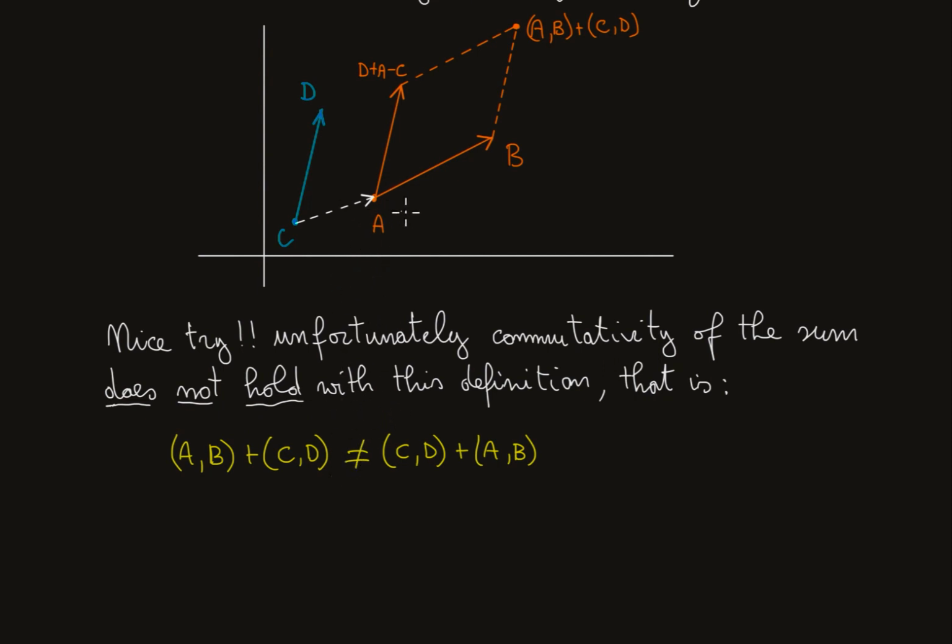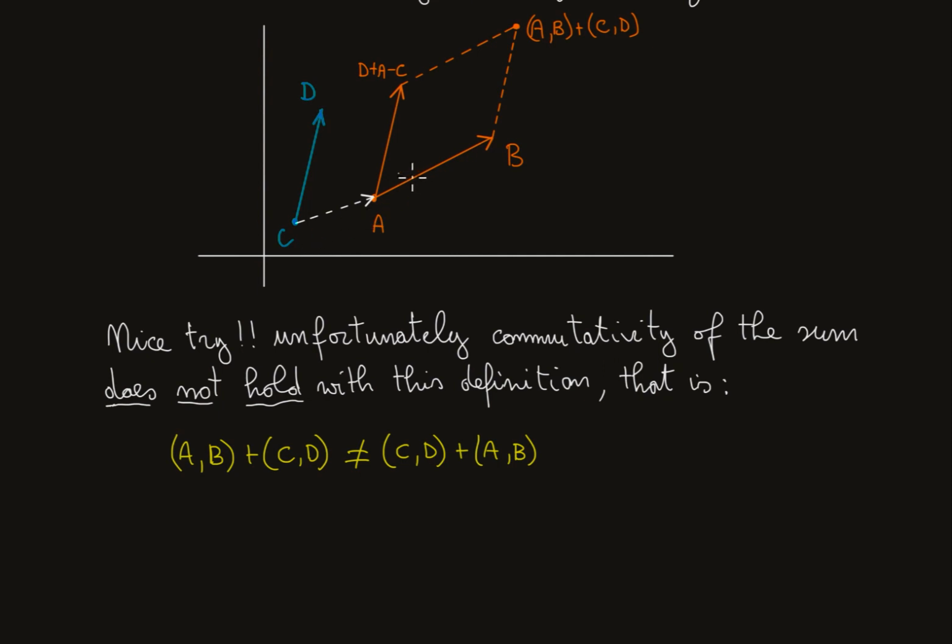Because remember, to sum AB plus CD, we had to translate CD to make C coincide with A. Now, if we sum CD plus AB, we have to translate AB in such a way that A will coincide with C. Therefore, the parallelogram will have as an initial vertex C, and the sum will be the fourth vertex of the parallelogram, starting with C, then having D as a vertex, and then another vertex right here, which is the image of B by the translation.